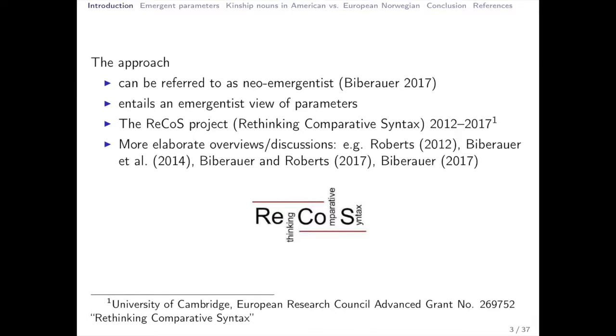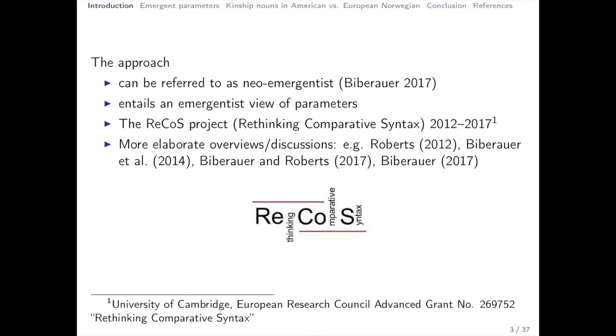The generative approach that I'm going to talk about can be referred to as neo-emergentist, and this entails an emergentist view of parameters, and I'm going to come back to what exactly that means. The model has, to a large extent, been developed in the RECOS project, which was an ERC project based out of the University of Cambridge. Unfortunately, it's just finished now, and I was a postdoc there for some parts of the project. Much of what I'm going to say about the framework will be based on the works that are cited here, and I would like to recommend these works for further reading and more elaborate discussions.